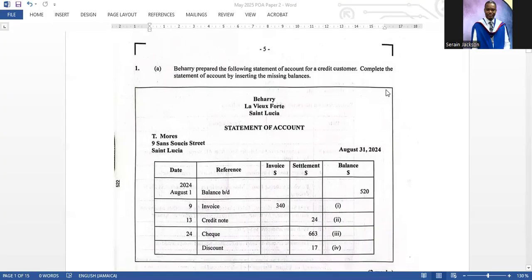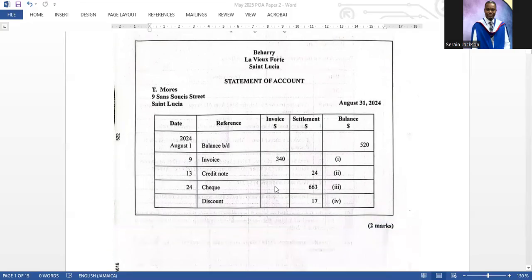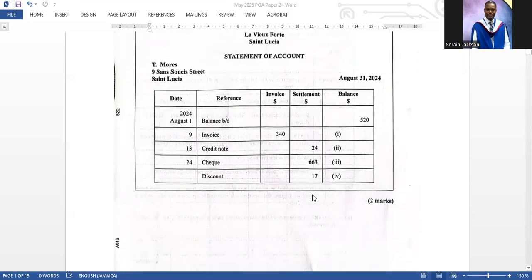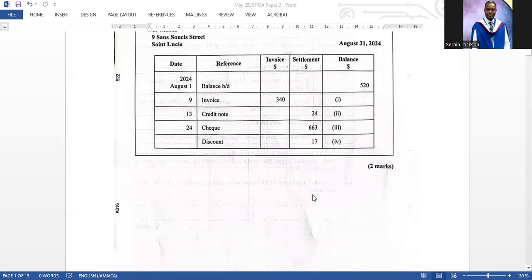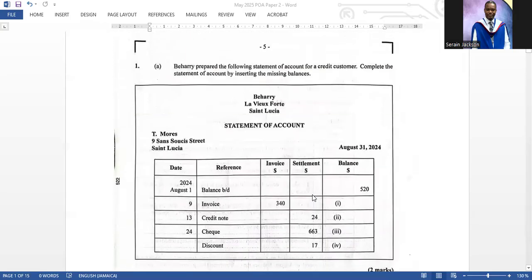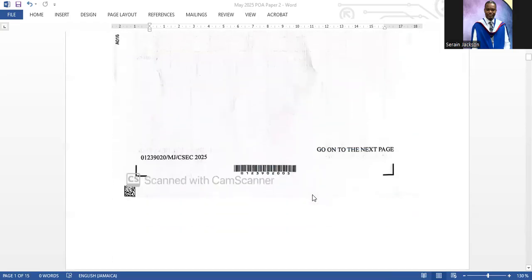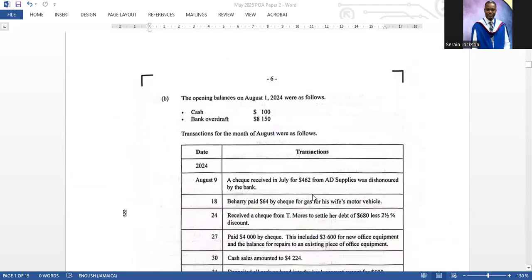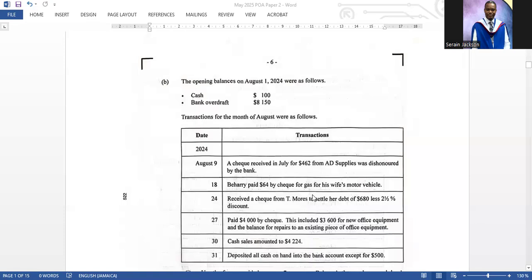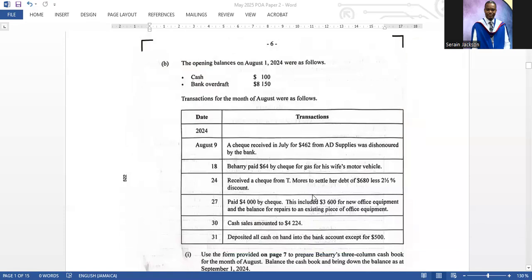So the question started out with a statement of account for a customer where they ask you to fill in the information, right? If you ask me, this is 2 marks. This is pretty simple, right? This part here is simple. It's really books of original entry, right? That is what it's asking. Then part B of question 1 goes on, which is a cash book question, right?